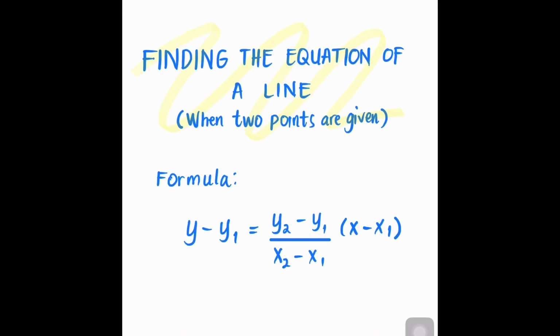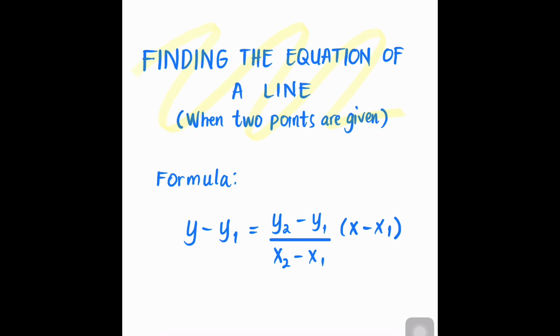This is Mr. H. Today, we will be learning how to find the equation of a straight line if 2 points are given. First, we have this formula that we can use. So the formula is y minus y sub 1 equals y sub 2 minus y sub 1 divided by x sub 2 minus x sub 1 times x minus x sub 1.